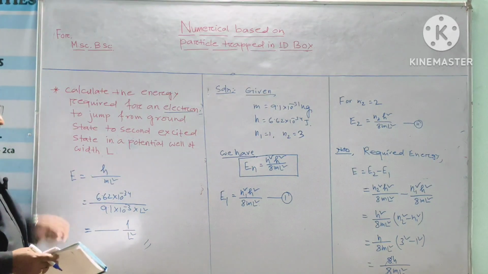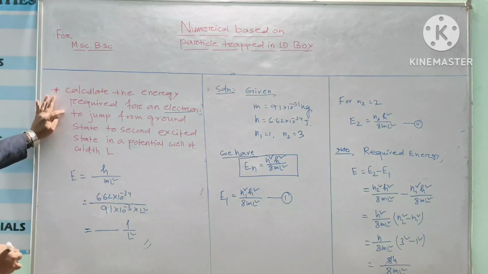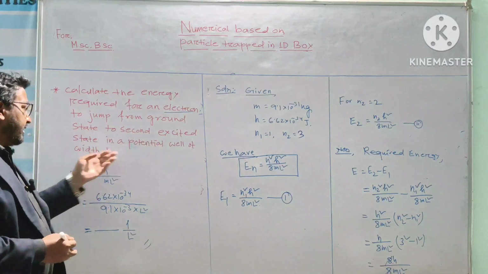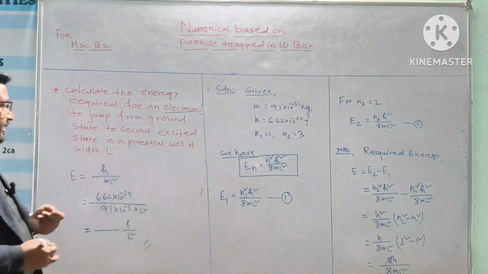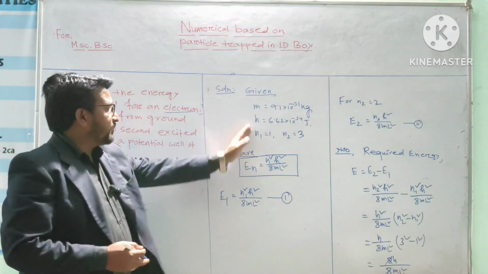For your better understanding I am going to repeat this once again. The statement of this question: calculate the energy required for an electron to jump from a ground state to second excited state in a potential well of width L. The given information of this question we can collect. This is the given information.